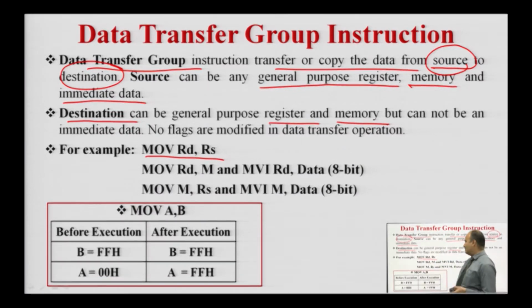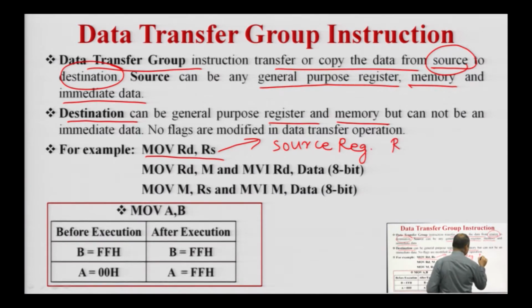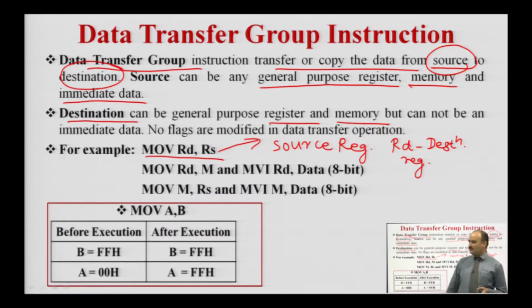Example of the data transfer group instruction, this is the syntax: MOV Rd, Rs. Rs indicates the source register, and Rd is the destination register. Whenever the microprocessor executes this instruction, it will transfer the content of the source register into the destination register. The following are examples of this group, that is MOV Rd, M.